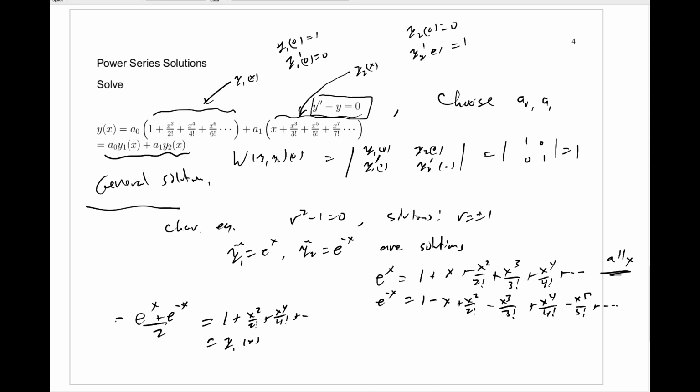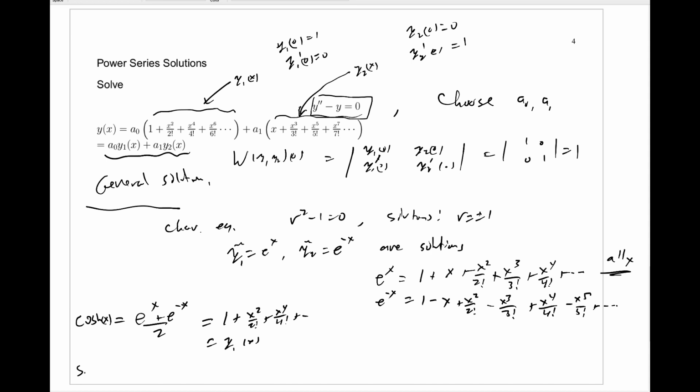Of course, there's a name for this. This is written as cosh. I didn't even write it correctly. Let me get rid of that. The hyperbolic cosine of x. It's e to the x plus e to the minus x over 2.